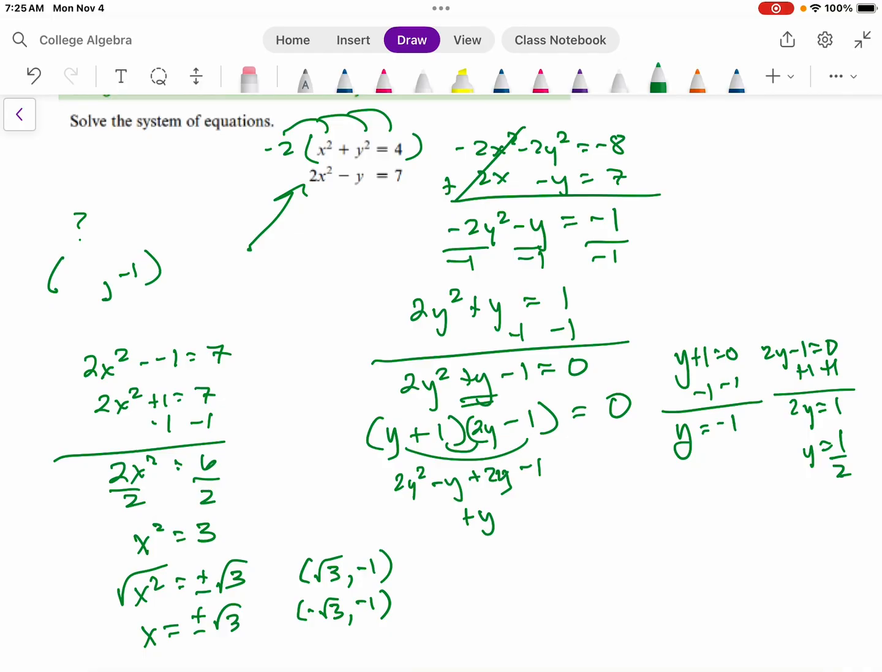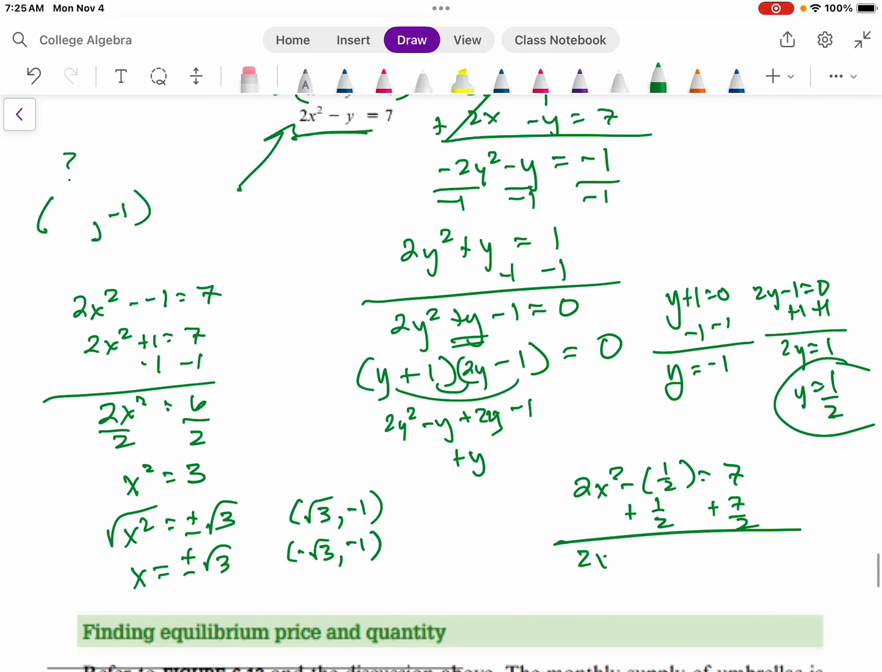And now I have to use the other value, the 1/2. So I'm going to go back and use the parabola equation again. I could use the first one, but I'm just going to use the parabola one. So 2x squared minus 1/2 equals 7. So we're going to add the 1/2 over. And that gives me 2x squared equals, sorry, I shouldn't have done that. It should have been just a 1/2. That would be 7 1/2, or 7.5.